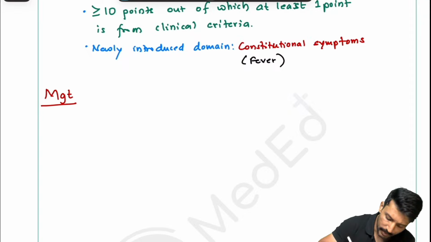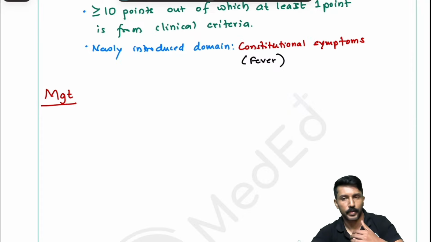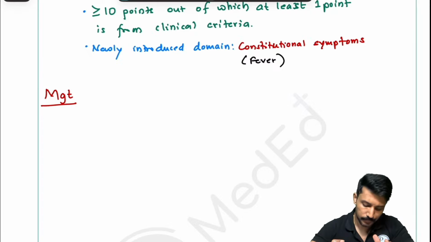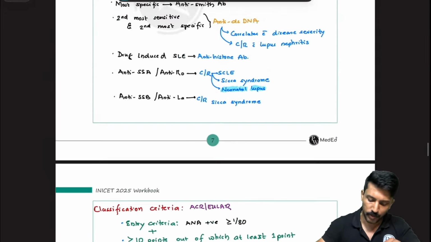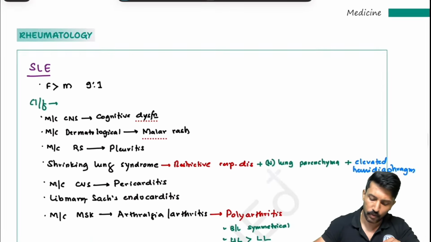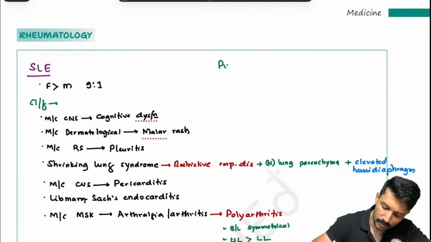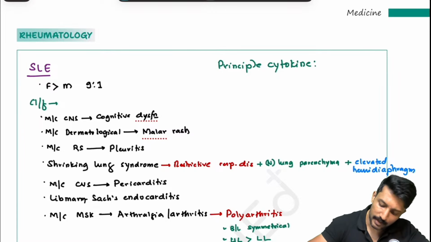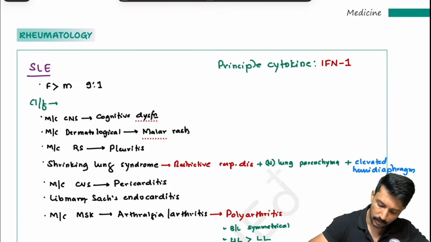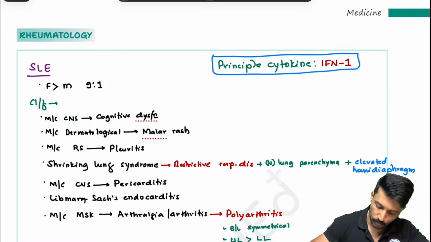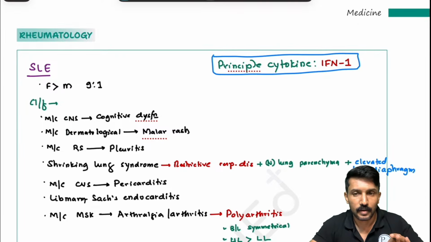Okay. Once we have diagnosed, we have to talk about its management. And when it comes to management, what are the important things that I have to keep in mind? I forgot to mention this point. The principal cytokine involved in the pathogenesis of SLE, the main cytokine, is interferon 1. In case of rheumatoid arthritis, it is going to be tumor necrosis factor alpha, TNF alpha.